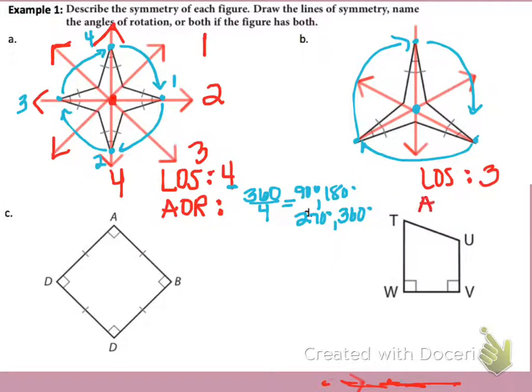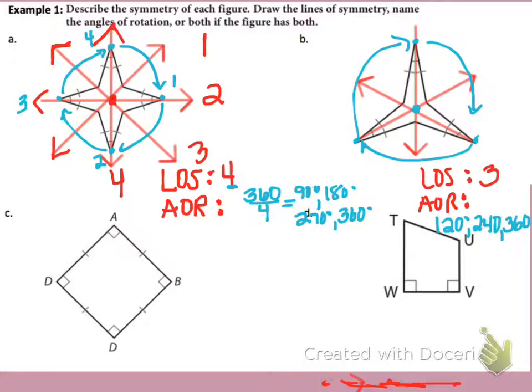And the angle of rotation then is going to be, this time, 360 divided by 3. And 360 divided by 3 is 120 degrees. So the first one's at 120, then it maps onto itself at 240. And then when it gets back around to the beginning at 360, it maps onto itself again.